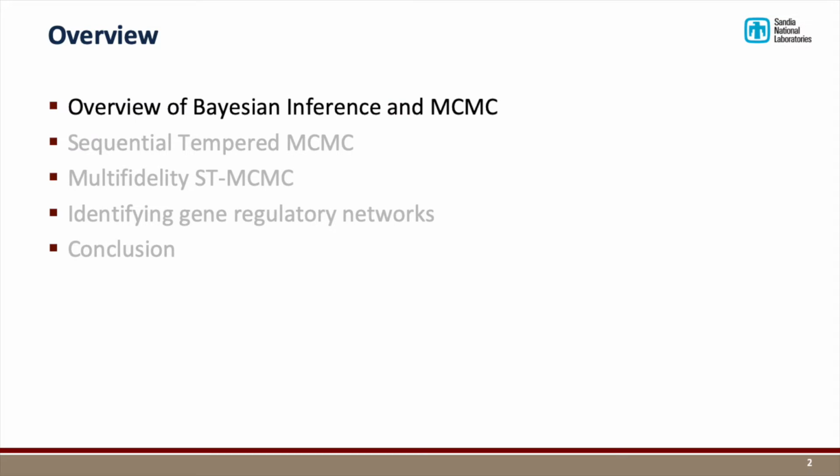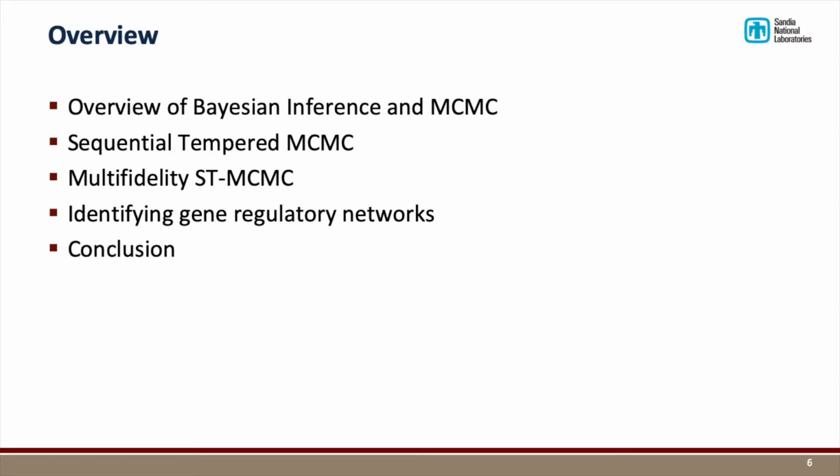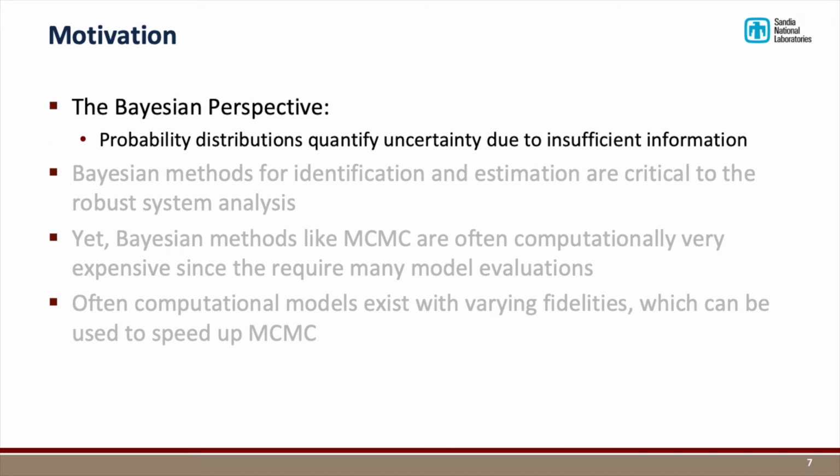First, I will present an overview of Bayesian inference and Markov Chain Monte Carlo, known as MCMC. Then I will describe a sequential Monte Carlo algorithm called Sequential Tempered MCMC, which can be used for solving Bayesian inference problems. Then I will describe a multi-fidelity approach to accelerating Sequential Tempered Markov Chain Monte Carlo. Finally, I will present 3 example problems for system identification within gene regulatory networks. Then I will conclude.